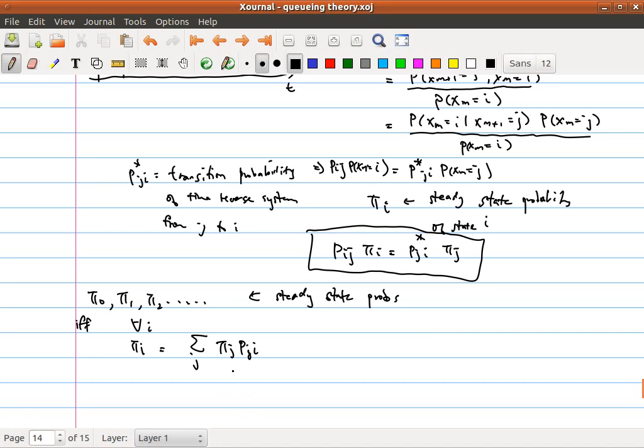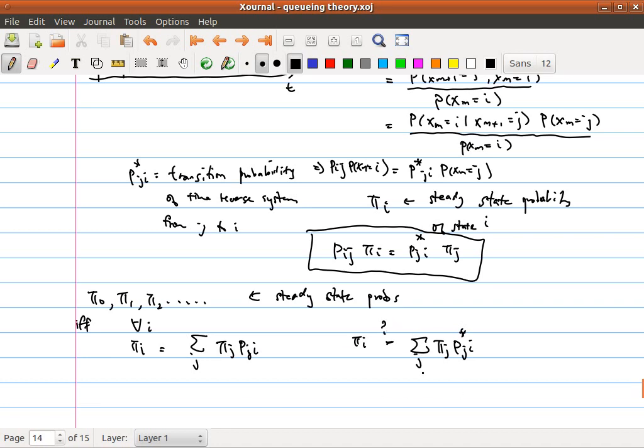So now what I want to show is that for the time reversed system, pi_i, that's basically the steady state probability of the forward system, will also be the steady state probability for the reverse system. So therefore we actually want to show that the sum over j of pi_j p_ji star should be equal to pi_i also. We don't know that, but we want to show this.